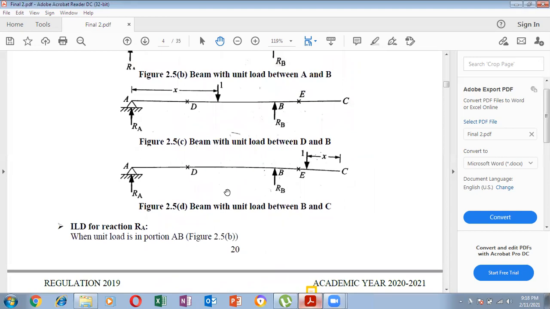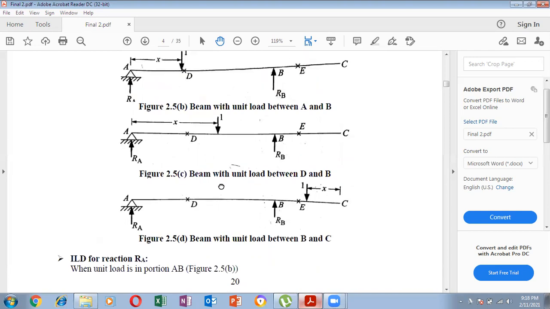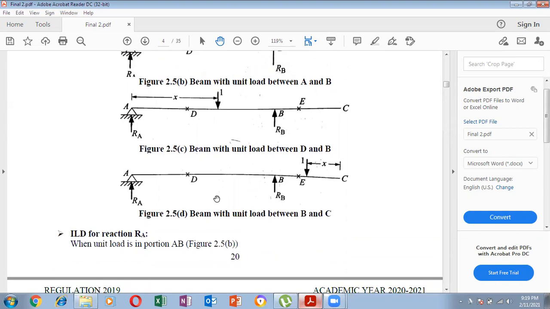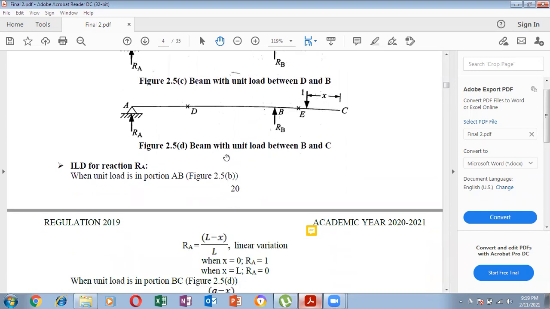First, arriving at an influence line diagram for reaction RA. For obtaining the reaction RA, we have to place the unit load in portion AB. So consider this, this is the AB portion. We are placing the unit load here. The distance between the support A and the loading position is X, so the distance between the unit load and the reaction is X.